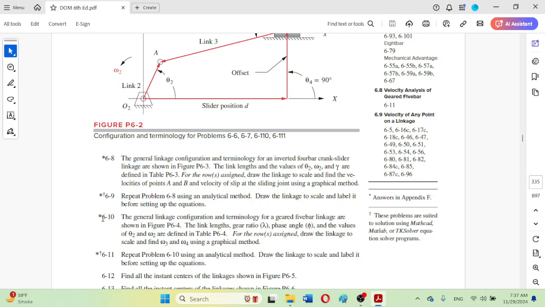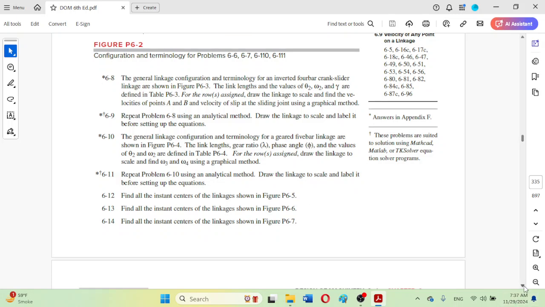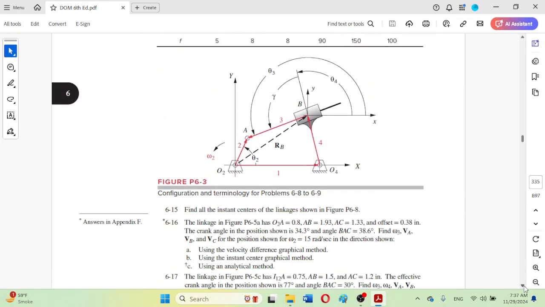6-10 also leave it. 6-11 also leave it. 6-12 is important, that is, find all the instant centers of the linkage shown in figure P6-5. So let us find the instant centers in figure P6-5.